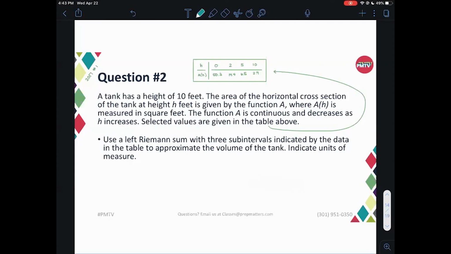I broke this one up into lots of different pages. This is going to start with this first part. Use a left Riemann sum with 3 subintervals indicated by the data in the table to approximate the volume of the tank. Indicate units of measurement. Okay, so we already have these rules for ourselves. It says use a left Riemann sum, use 3 subintervals. So we're gonna start with this.